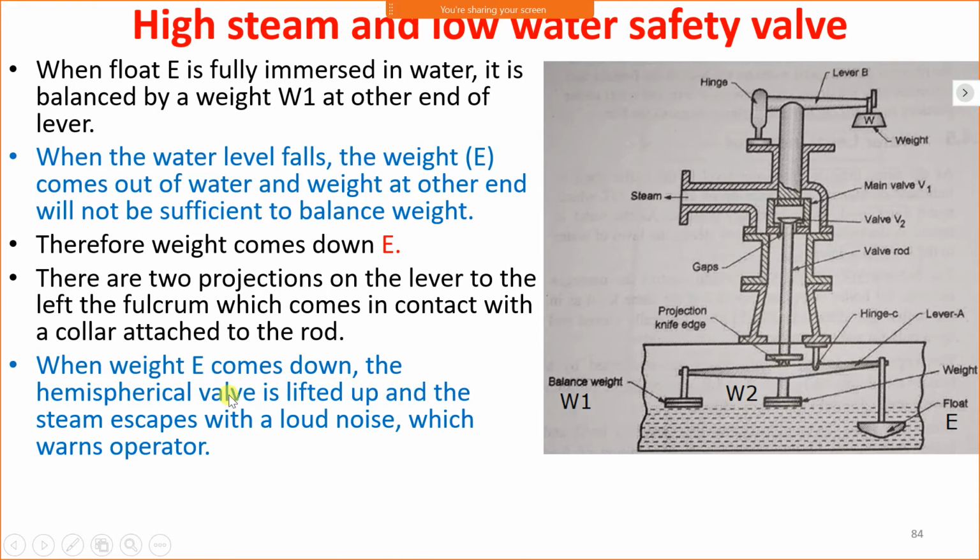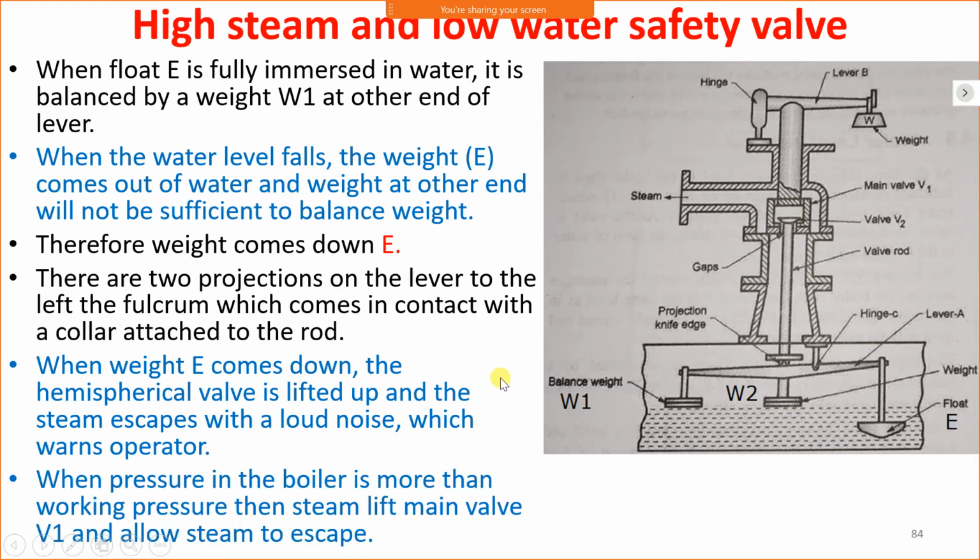When weight E comes down, the hemispherical valve is lifted up, and the steam escapes with a loud noise which warns the operator. When this valve moves in the upward direction, you look at here, there is a pointer. The pointer moves on the flat surface. When the pointer moves, it lifts the hemispherical valve and provides space for steam to leave. And the steam leaves with a high noise.